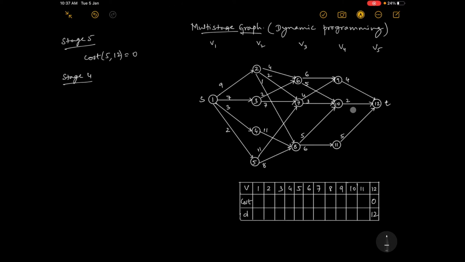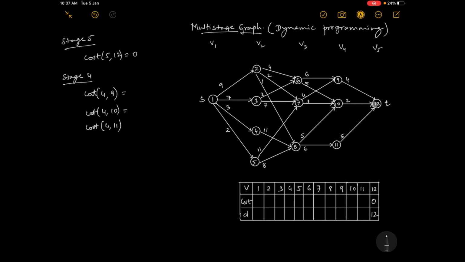Okay, how many do we have? We have cost of, yes, this is stage and this is vertex. We have one more. In stage 4 we have vertex 10. In stage 4 we have vertex 11 also. Yes, and they are having only one path to reach 12. From this vertex we have one path to reach 12. From this vertex we have one path to reach 12.